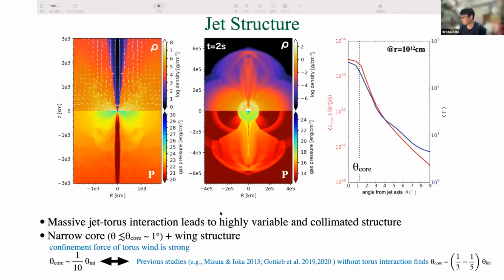However, the strong collimation force due to the torus wind turns out to produce a quite narrow opening angle of the core. In the current simulation, we find roughly 1 degree for the core angle, which is in contrast with the previous simulation, which did not consider the torus-jet interactions. And this may also be in tension with the opening angle that is inferred from the observations.